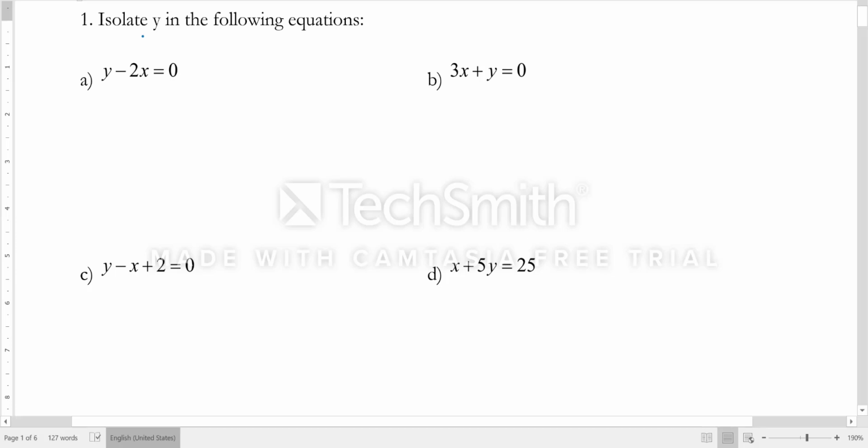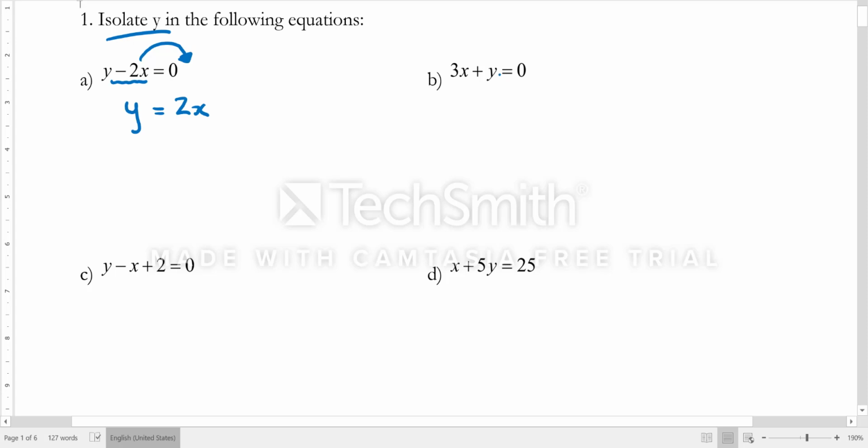So the first one we're going to talk about is isolating y in the following equations. What that means is you're getting y by itself, so you're looking at everything that's near the y and removing it. You're going to start by removing whole terms first. In this case, any terms near the y are going to be moved to the other side, and when that whole term gets moved, just remember that the sign changes. So this becomes a positive 2x, and you have a y on this side. And that's all it is. You're done with that one.